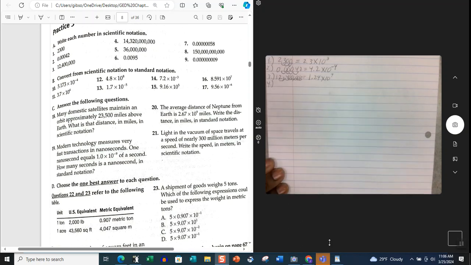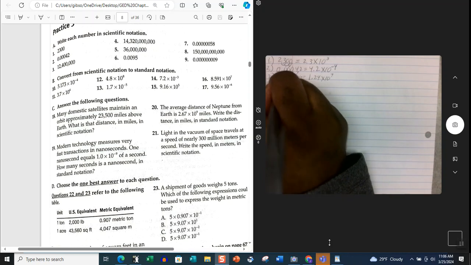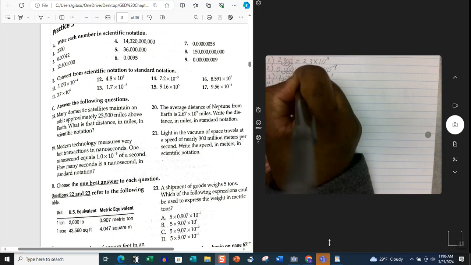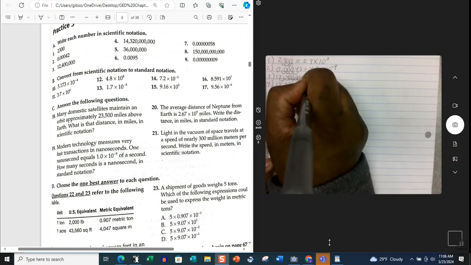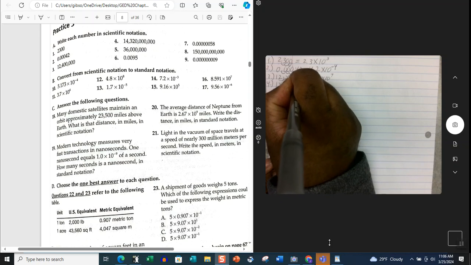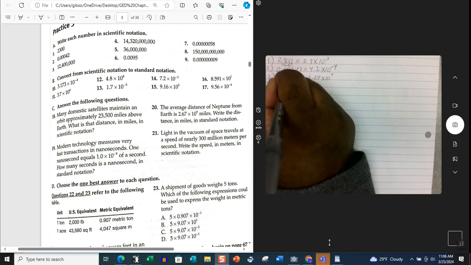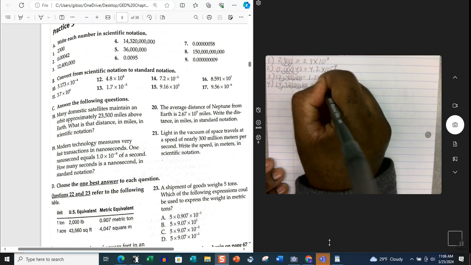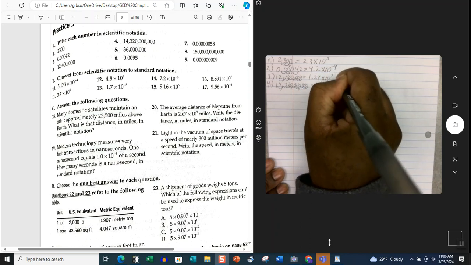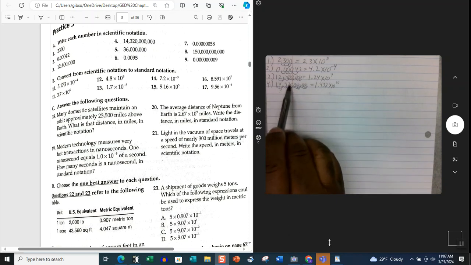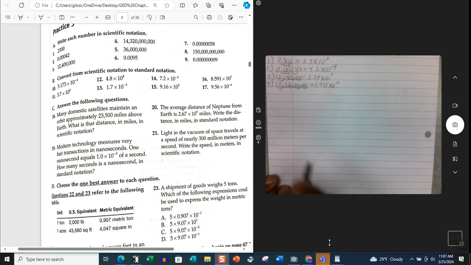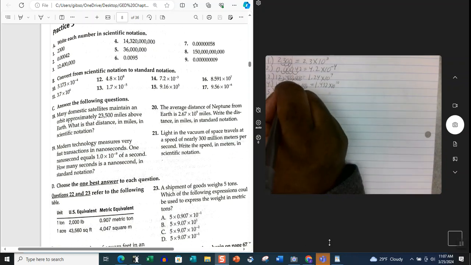So problem number 4. We have 14,320,000,000. Put that decimal at the end. We move 1, 2, 3, 4, 5, 6, 7, 8, 9, 10. So it's 1.432 times 10 to the 10th power. Now again, we don't have to write the excess zeros, but we must write all of the numbers that does not include the zeros. So number 5, we had 36 million.